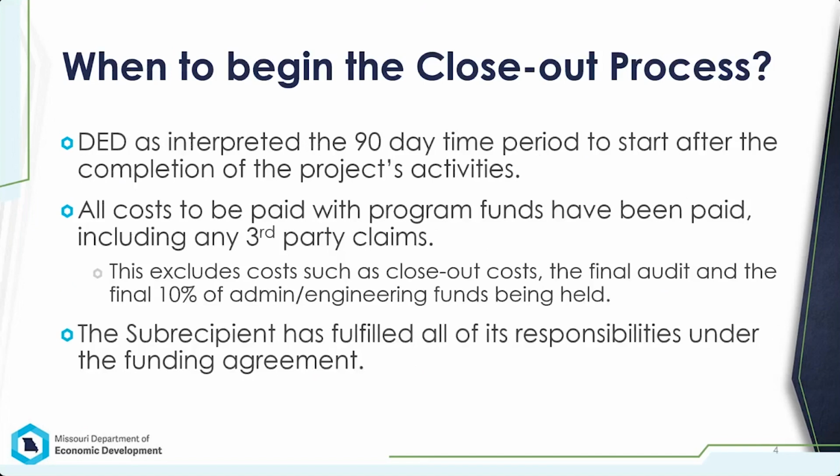So when to begin the closeout process? DED has interpreted a 90-day time period to start after the completion of the project's activities. All costs to be paid with program funds have been paid, including any third-party claims. This excludes costs such as closeout costs, the final audit, and the final 10% of admin engineering funds being held. The subrecipient has fulfilled all of its responsibilities under the funding agreement.